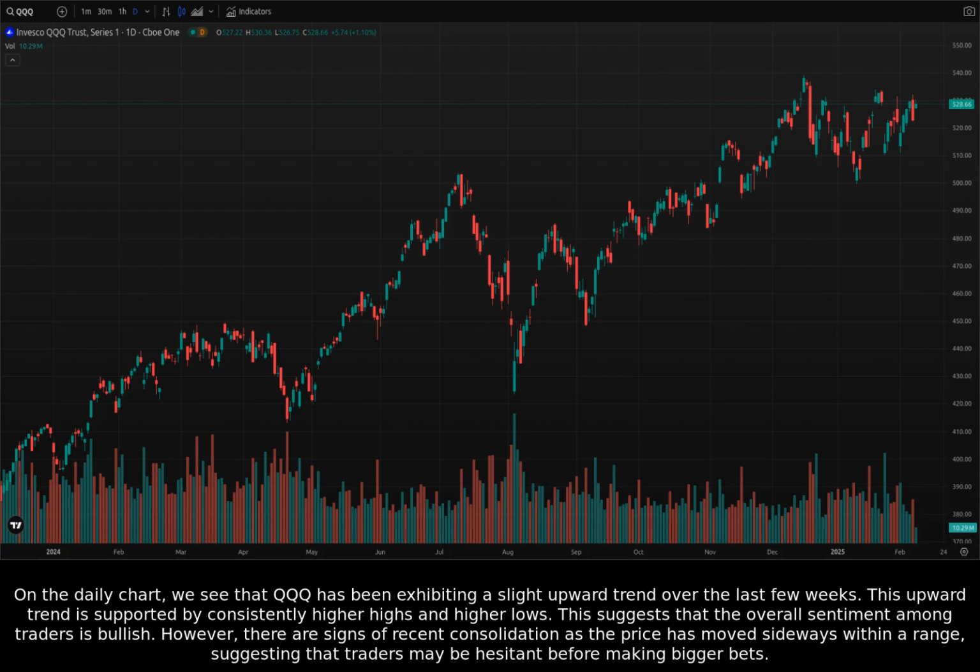On the daily chart, we see that QQQ has been exhibiting a slight upward trend over the last few weeks. This upward trend is supported by consistently higher highs and higher lows. This suggests that the overall sentiment among traders is bullish. However, there are signs of recent consolidation as the price has moved sideways within a range, suggesting that traders may be hesitant before making bigger bets.